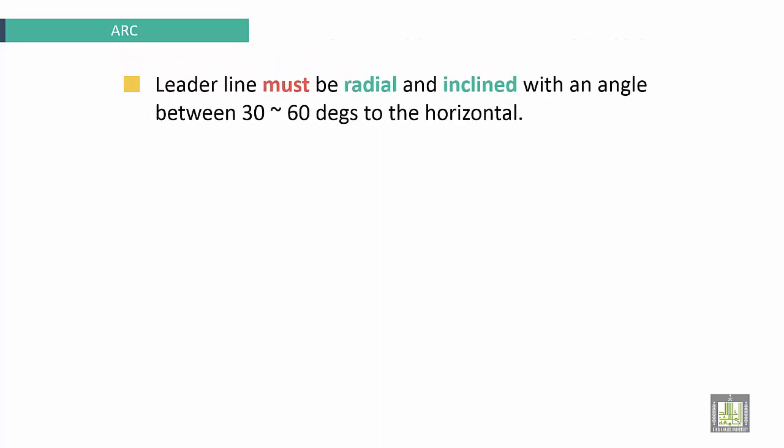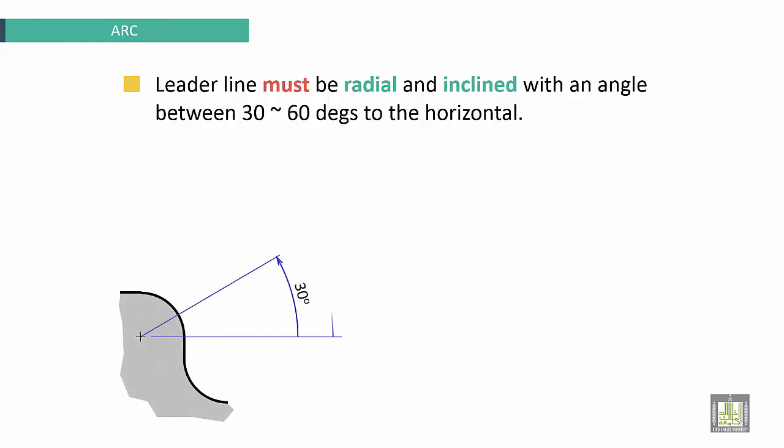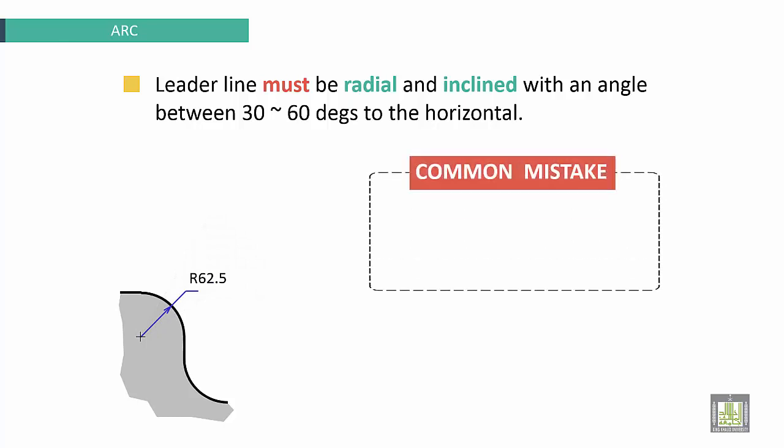The leader line must be radial and inclined at an angle between 30 and 60 degrees to the horizontal. This is 30 degrees and here 60 degrees. So the leader line must be inclined radially between these two angles. For example, here it's okay, R62.5.